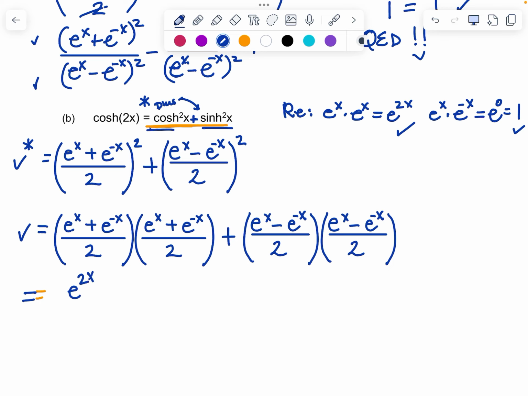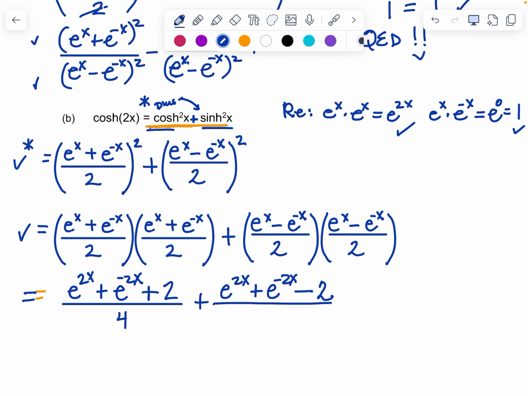E to the 2x plus e to the 2x minus 2. Okay, now I'm going to let you verify that because we just did it. The denominator is 4, right? And then I have plus, this is going to be e to the 2x plus e to the negative, oh, I forgot the negative sign there, negative 2x, and then that's going to be minus 2. Oh, yep, hold on a second. Little error here. I have a plus 2 here. Sorry about that. So over here, I have a minus 2, okay? And then that's over 4.